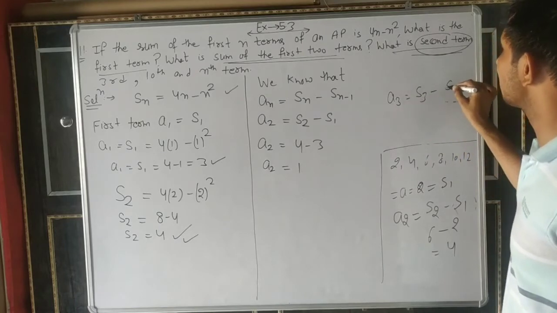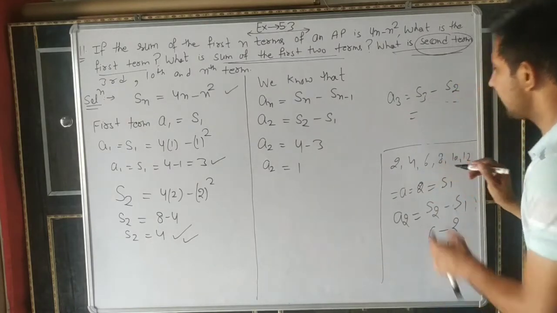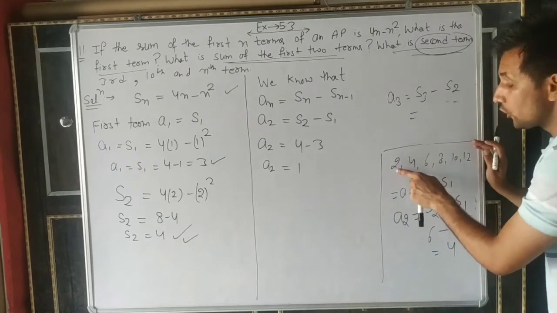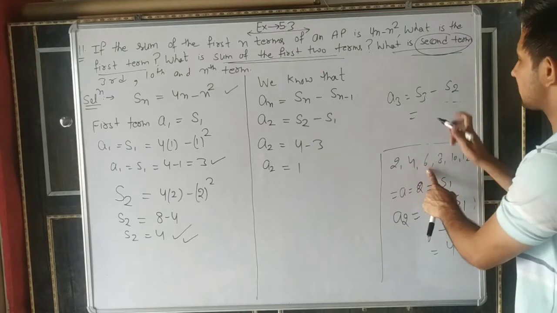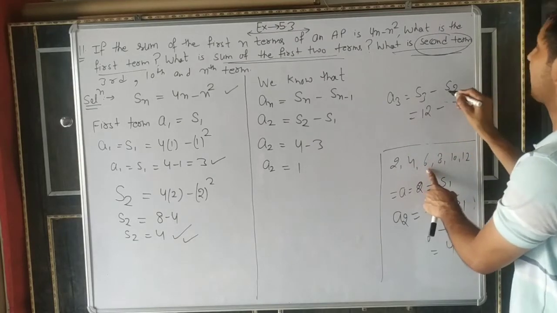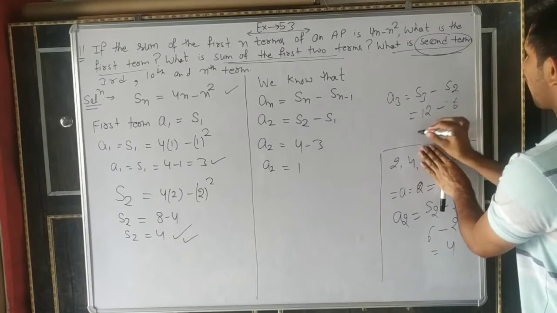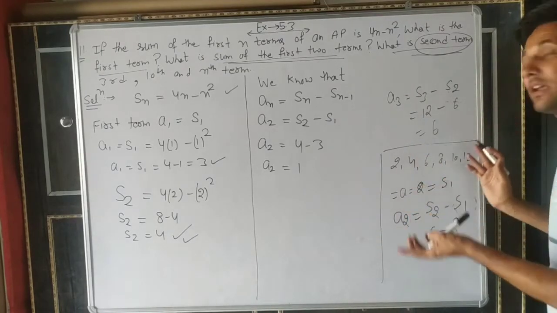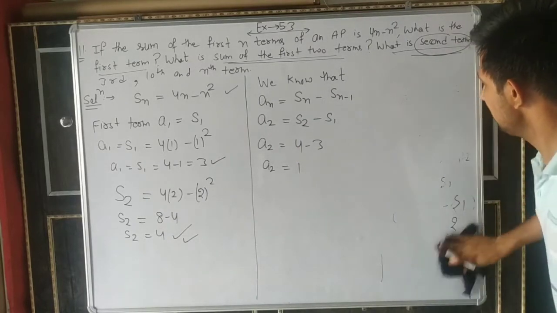Next, same as it is, A3 is S3 minus S2. How much is S3? S3 means the sum of three terms, 2 plus 4 plus 6. 2 plus 4, 6. 6 plus 6, 12. Minus S2, the sum of two terms, 2 plus 4, 6. So how much is it? 6. It remains 6. Understand? Same as it is, we apply the formula here. Understand here?